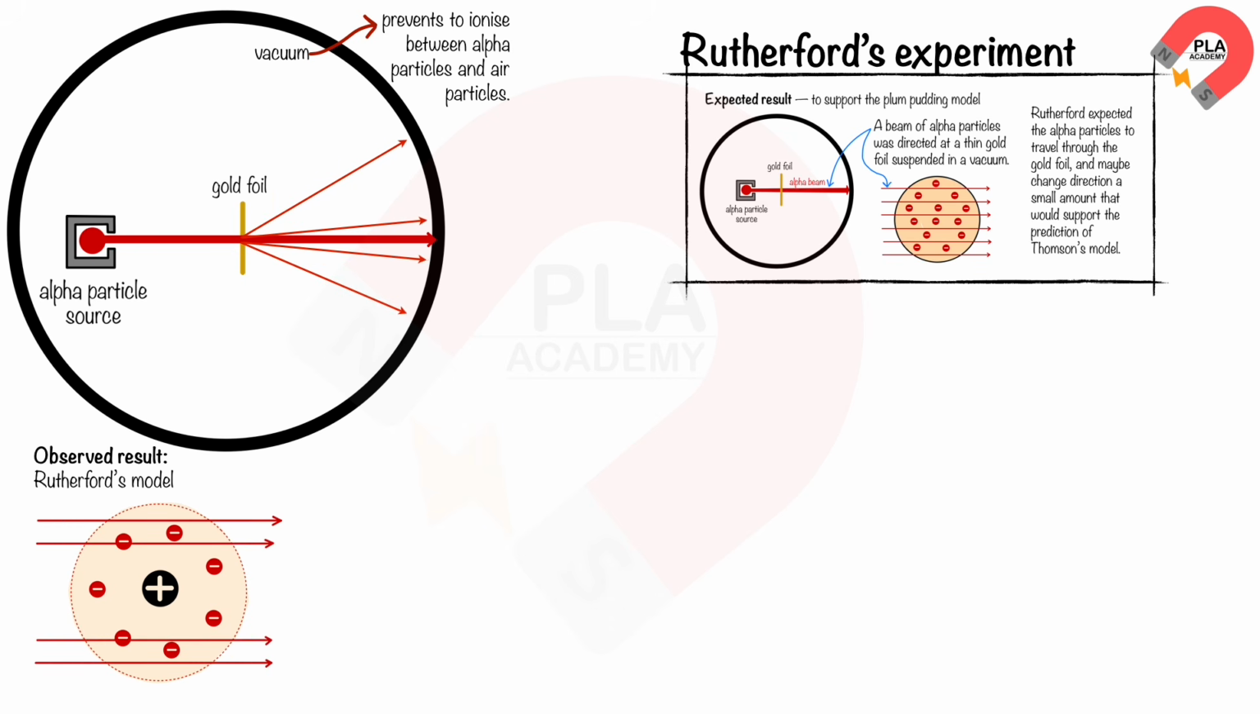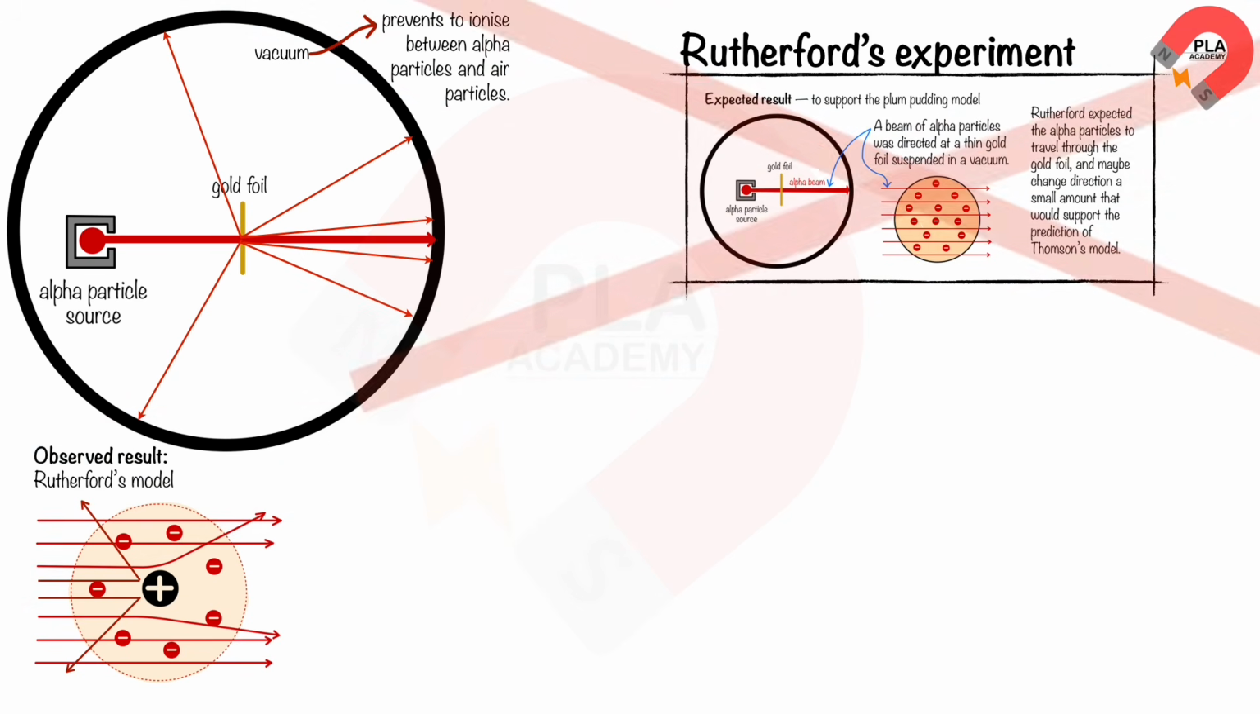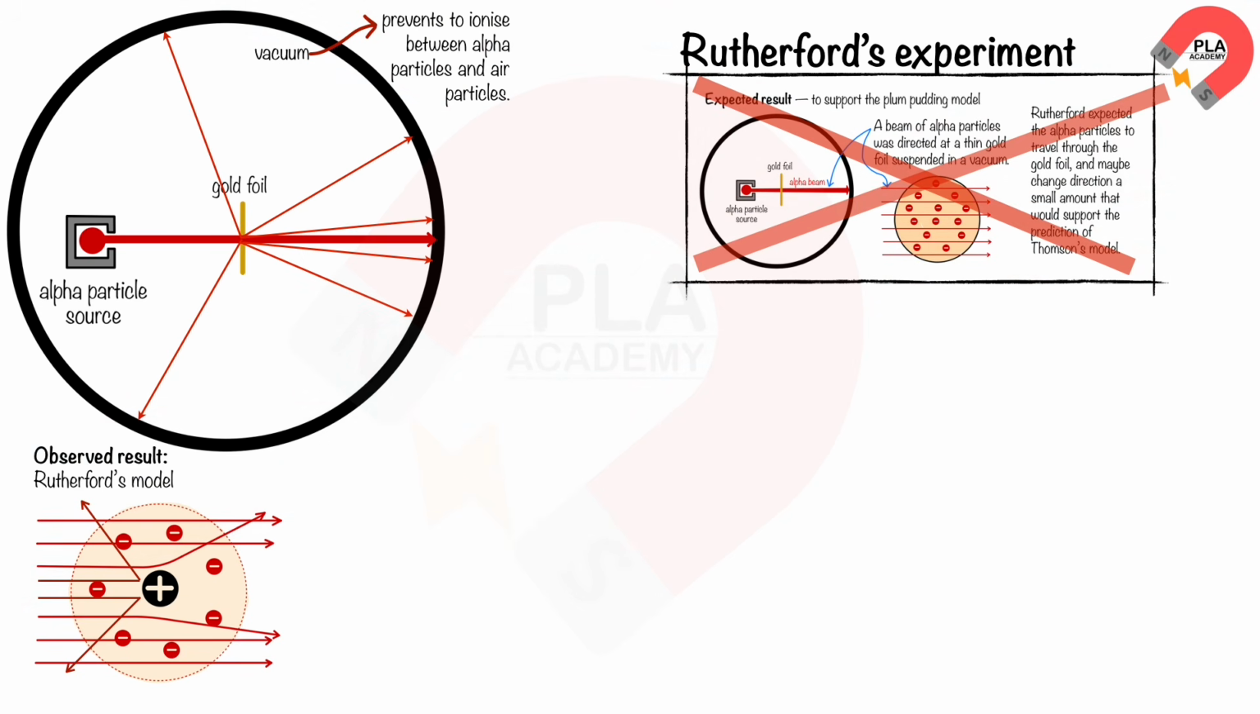Some of the alpha particles changed direction, but continued through the foil. A few of the alpha particles bounced back off the gold foil. The bouncing back could not be explained by the plum pudding model, so a new model had to be created. This was the first evidence of the structure of the atom.